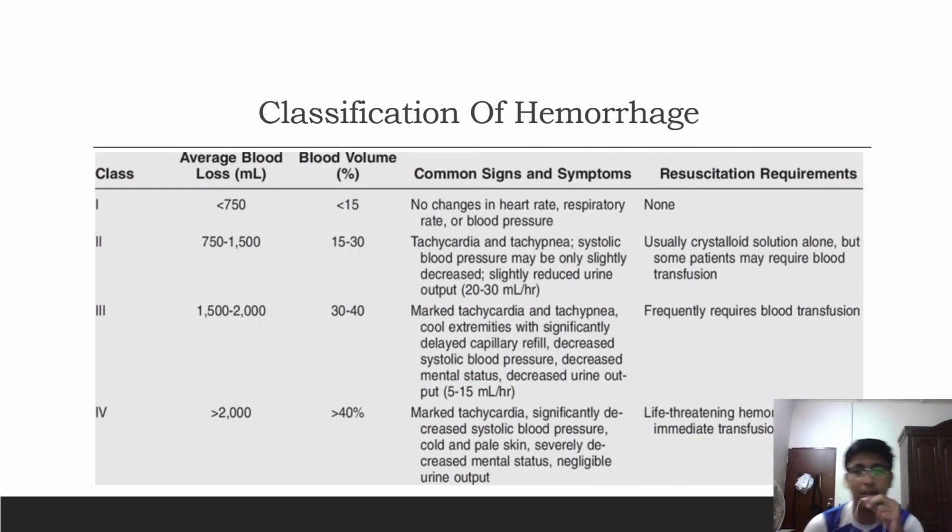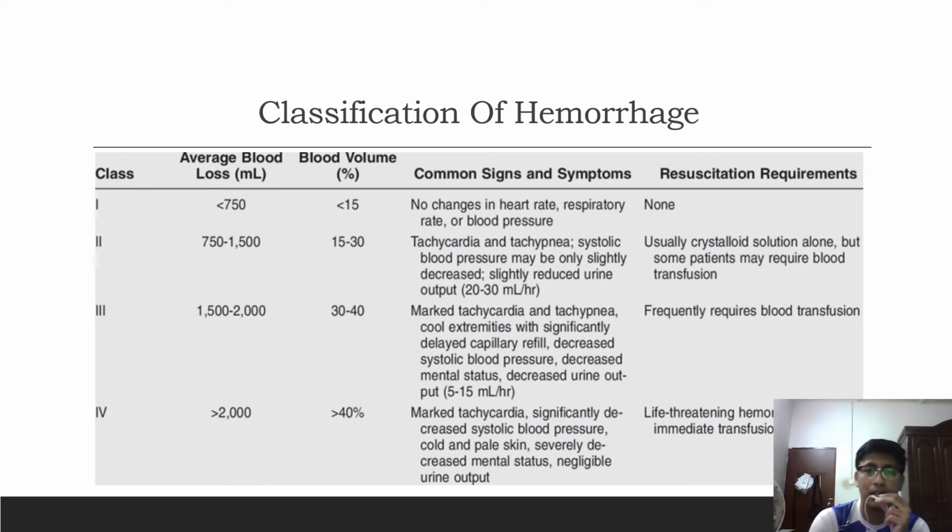This is the classification of hemorrhage. There are four classes: class 1, class 2, class 3, class 4. Average blood loss per ml: class 1 is below 750. Class 2, 750 to 1500. Class 3, 1500 to 2000. Class 4, more than 2000. Blood volume percent is the blood loss in percent. Class 1 below 15, class 2 15 to 30, class 3 30 to 40, and class 4 more than 40%.